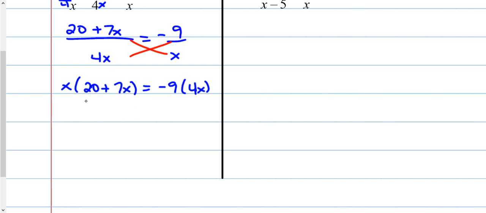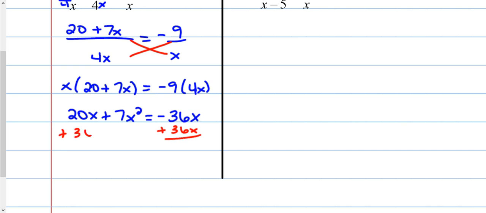Okay, so distribute my x. X times 20 is 20x. X times 7x is 7x squared. And that's equal to negative 9 times 4x, which is negative 36x. If I move everything to the same side, I would add 36x to both sides of my equation. 20x plus 36x is going to give me 56x plus 7x squared equals 0.